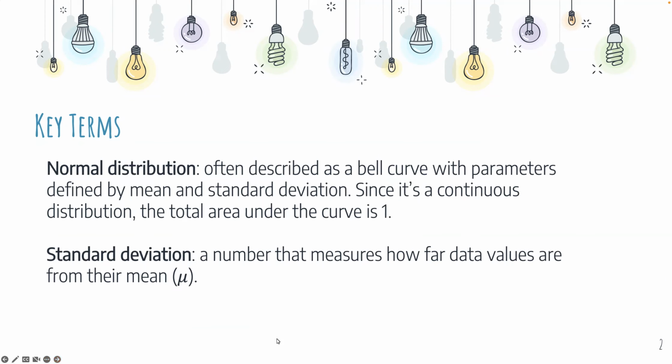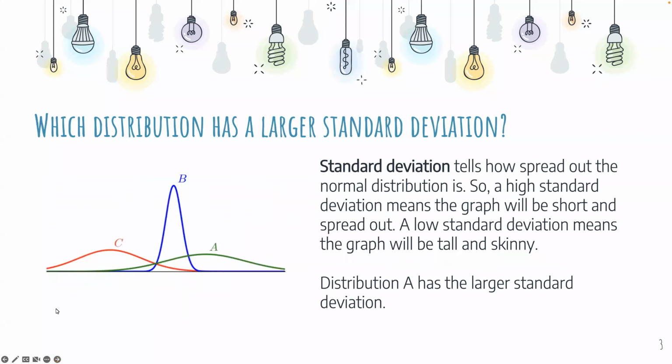Recalling what standard deviation means, remember that standard deviation is a number that measures how far data values are from their mean. So if we try to compare the standard deviation of these 3 normal distributions, again, they're normal because they have that bell-shaped form. They are symmetric with respect to the mean, which is the highest peak of the distribution. Standard deviation tells how spread out the normal distribution is.